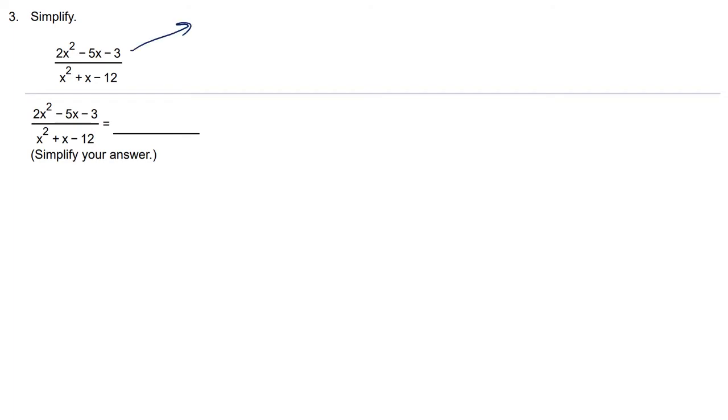I need to come up with two numbers that multiply to negative 6 and add to negative 5. They multiply to negative 6 and add to negative 5. I can think of the two numbers that do that. What about negative 6 and positive 1? Now I'm going to use this to split my middle term: 2x squared minus 6x plus 1x minus 3.